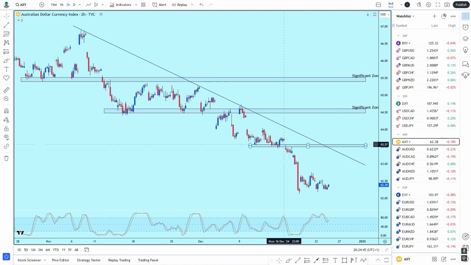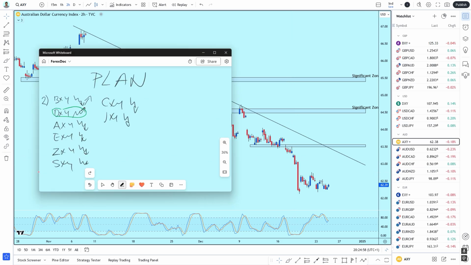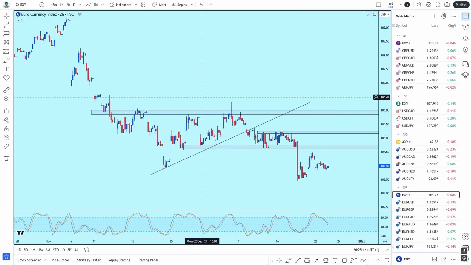Next we can say that Australian dollar is very weak, and now we want to mark this as a very weak currency. For euro we can also say that it's moving down, but is not as weak as Australian dollar.